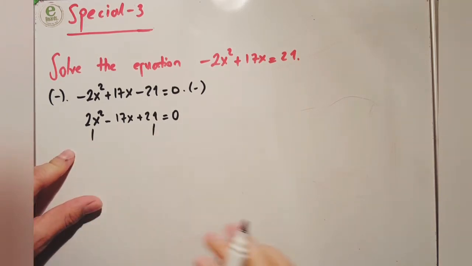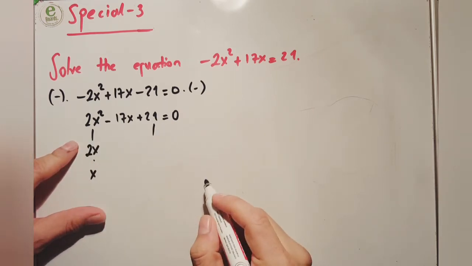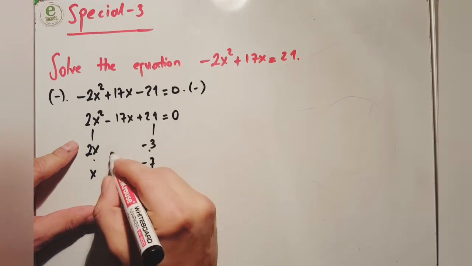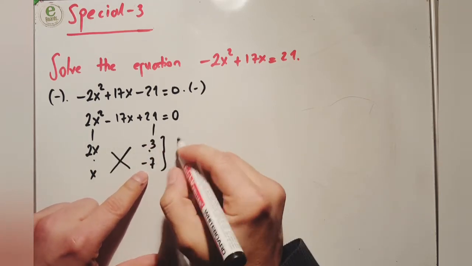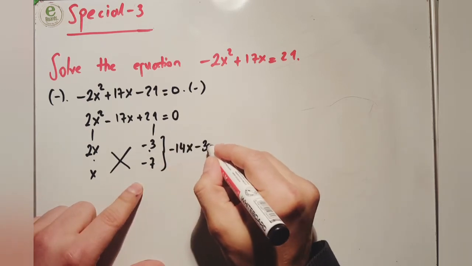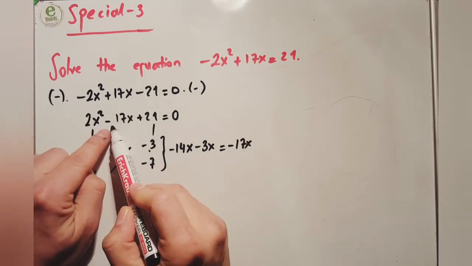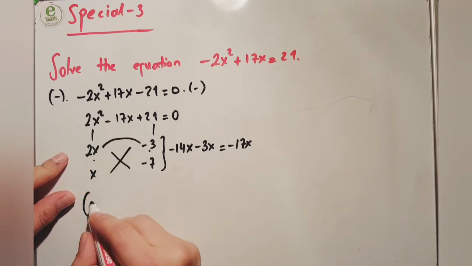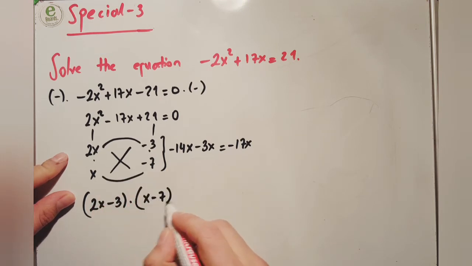To use it, 2x squared is 2x times x, and 21 will be minus 7 times minus 3. So I will multiply first 2x and minus 7, which means negative 14x. x times minus 3 is minus 3x. Together it is equal to minus 17x. So here we got the middle term, negative 17x. And after that, I will write 2x minus 3 times x minus 7 is equal to 0.